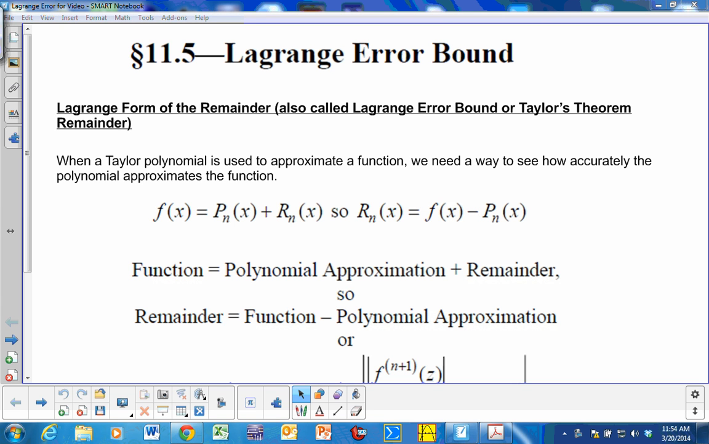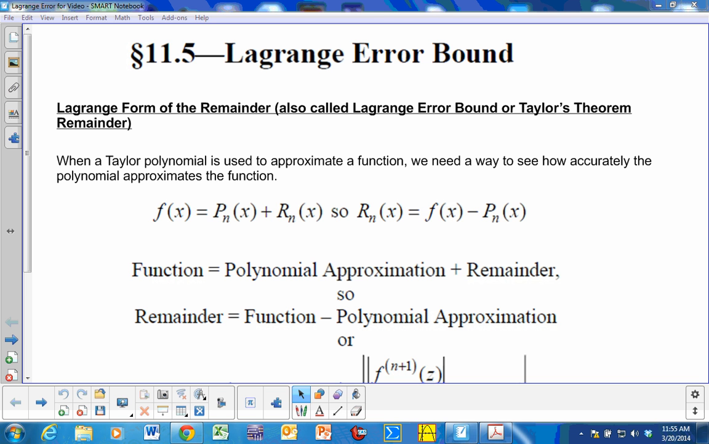Okay, now our last part of what we need to cover for power series, or for sequences and series, actually has to do with when we use polynomials. So we know that a power series, if it goes to infinity, can be exactly equal to a function, where a polynomial is a way to approximate the function. What we're going to talk about is the Lagrange bound, or the Lagrange error bound, or sometimes it's just called the Taylor theorem remainder, or Taylor's remainder.